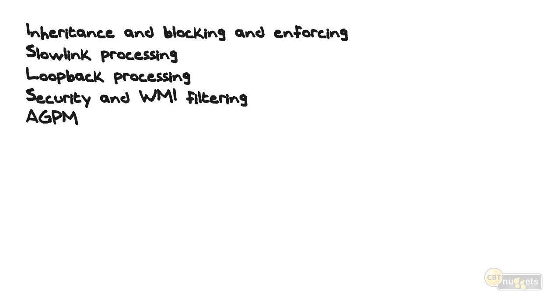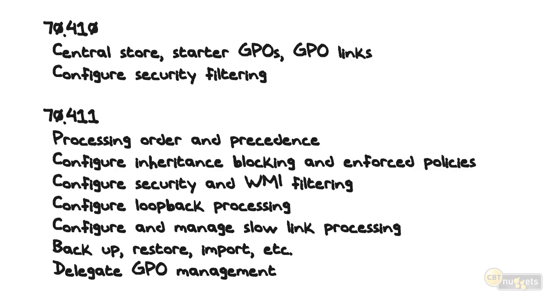In addition to some basic group policy design strategies, we're also going to talk about inheritance, blocking, and enforcing, slow link and loopback processing, security and WMI filtering, along with just a couple other security related things, and advanced group policy management. Now, this nugget is focusing on design level. It's those features of group policy, what they do, when you use them, and how they impact your environment. Actually, setting them up is covered elsewhere.